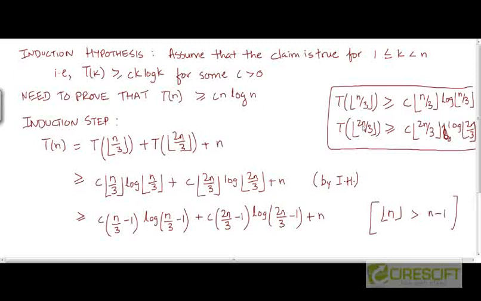This means that the value of n needs to be at least 3 so that the floor of n by 3 and the floor of 2n by 3, both of them fall into this range. And for values of n lower than 3, we can assume that we have proven that the claim holds for those values as part of the base cases. So we can use the induction hypothesis and substitute the right hand side of these inequalities for these terms.